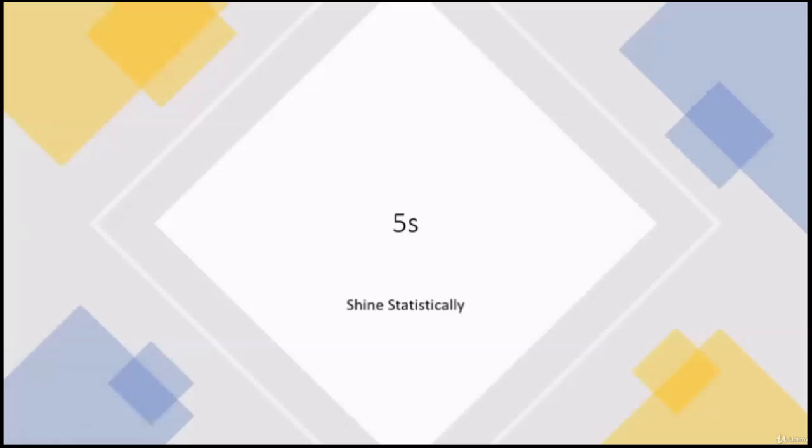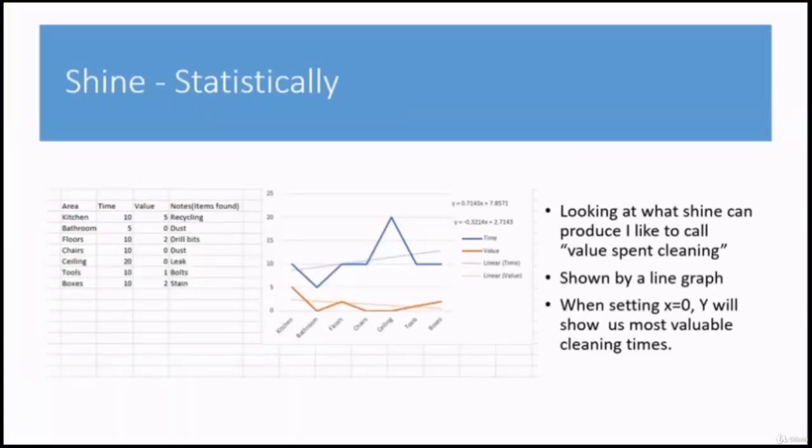I will show you how to shine statistically. We can usually start off with an area, time, found and the value, as represented on the template on the left, where I've written down the numerous areas we have, the amount of allocated time for it, and the value of things found. I've also written a little note there just to clarify what has actually been found.